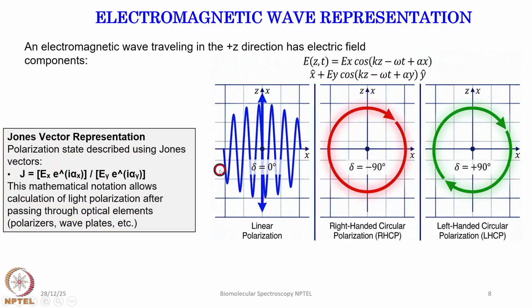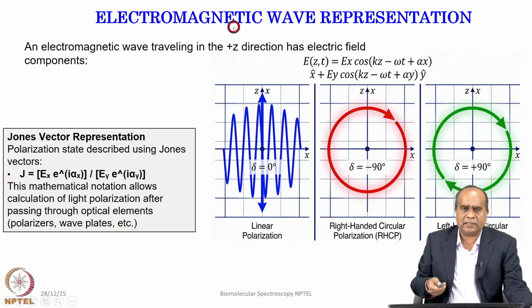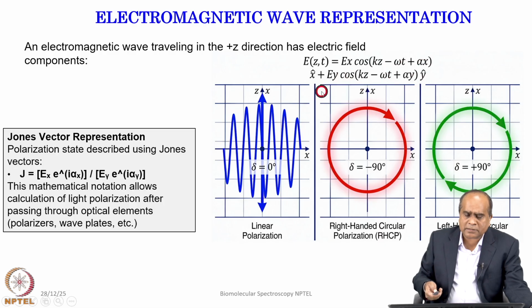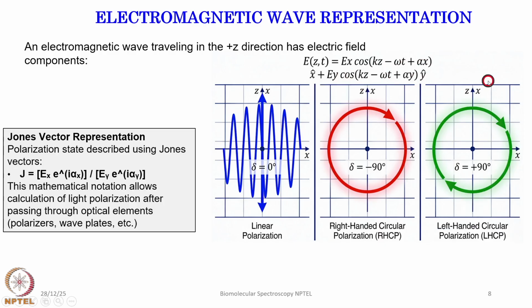If you look at this case, an electromagnetic wave travelling in the z direction has an electric component E(z, t), that means travelling in the z direction at any time t, this is the electric vector. It has an E x component and an E y component, and these have phase angles. If one is going in this direction, that is right handed polarized light, and if another is going in the opposite direction, that is left handed polarized light. That is what we are talking about, a phase difference of E x and E y by 90 degrees, right.